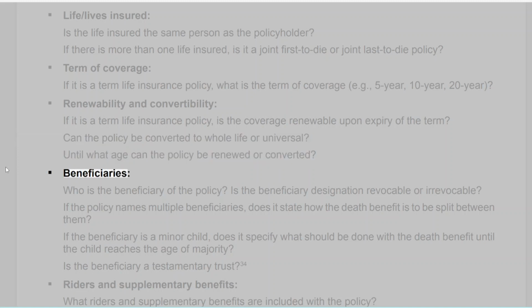Beneficiaries. Who is the beneficiary of the policy? Is the beneficiary designation revocable or irrevocable? If the policy names multiple beneficiaries, does it state how the death benefit is to be split between them? If the beneficiary is a minor child, does it specify what should be done with the death benefit until the child reaches the age of majority? Is the beneficiary a testamentary trust?